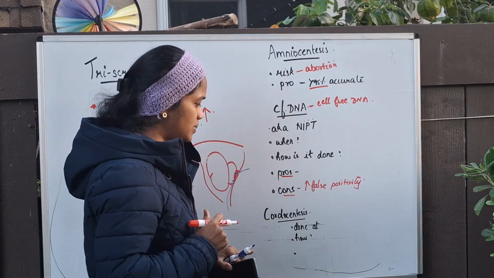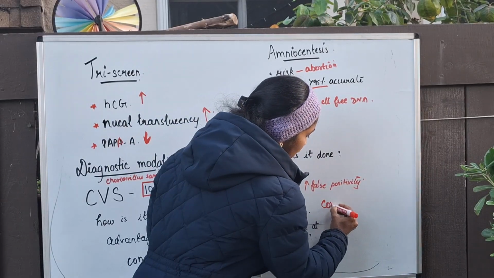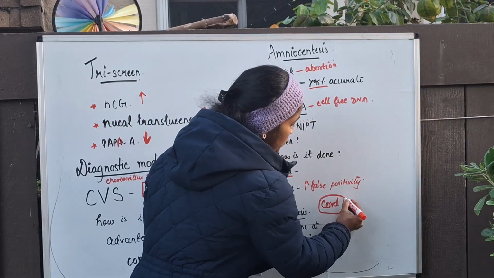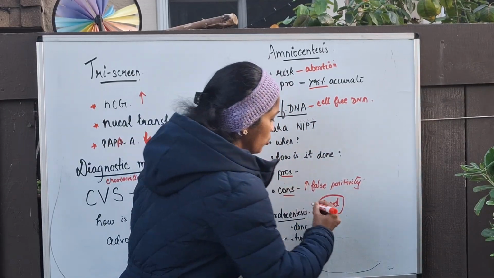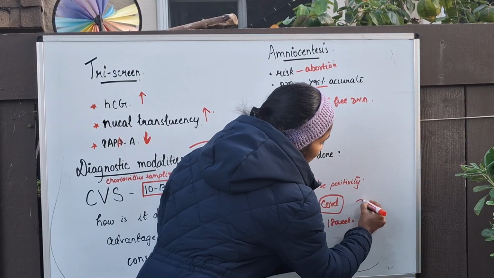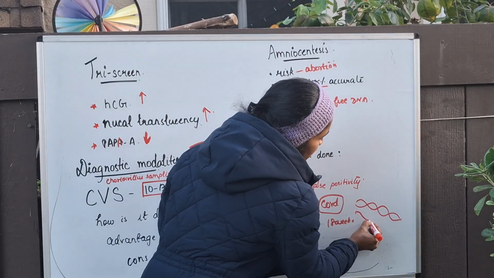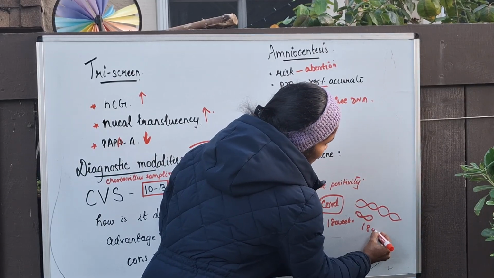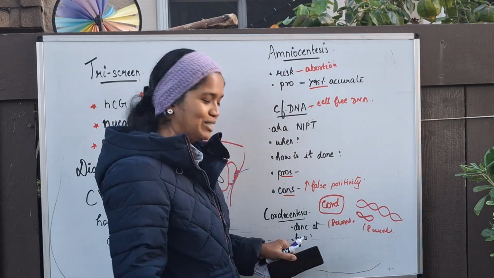What about the cordocentesis? Cordocentesis, as the name says, it is the blood from the umbilical cord. The blood is being removed from the umbilical cord. So it is done at about 18 weeks. How do I remember this? I used to remember that the umbilical cord is shaped like an 8, and therefore 18 weeks. So some silly clues to memorize all these.